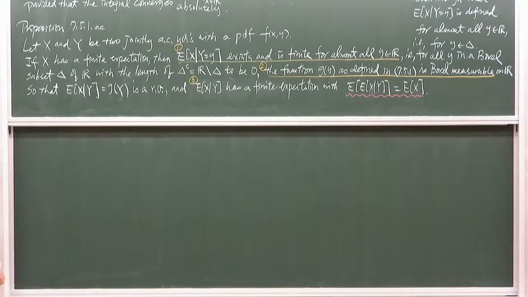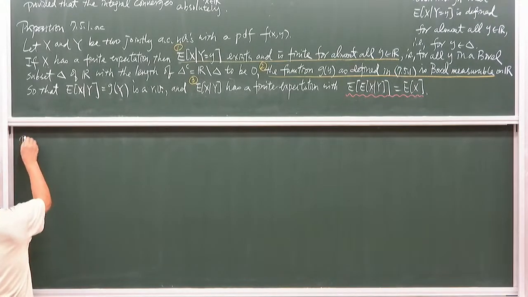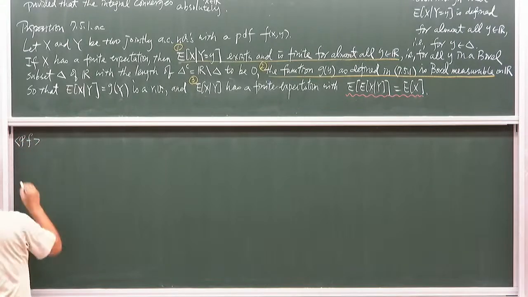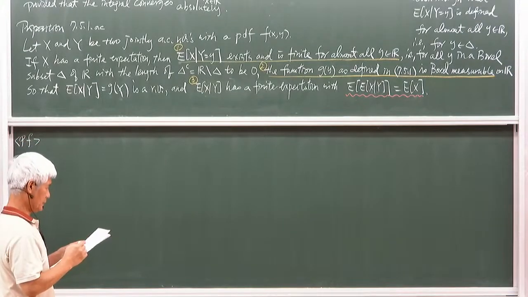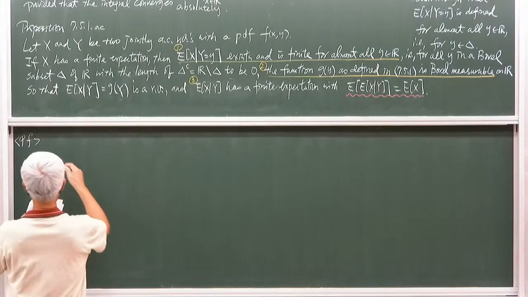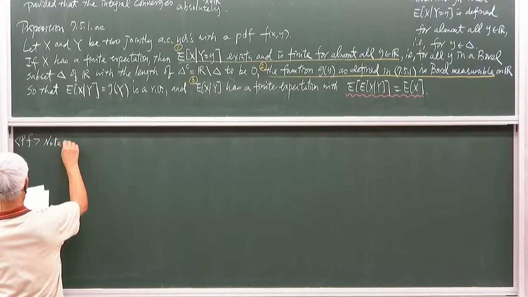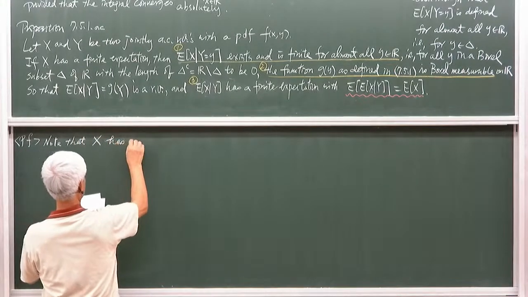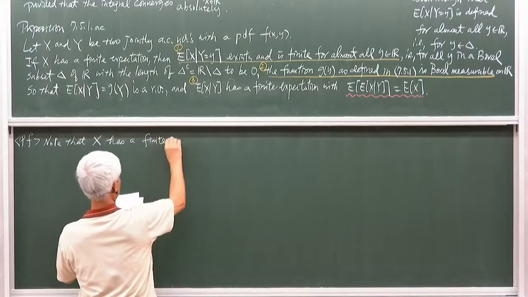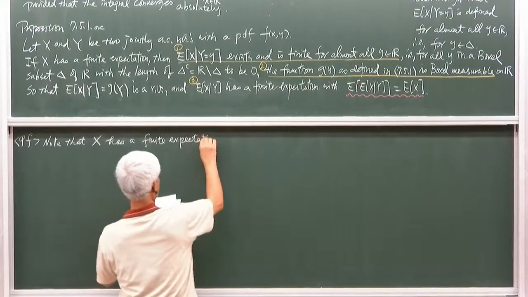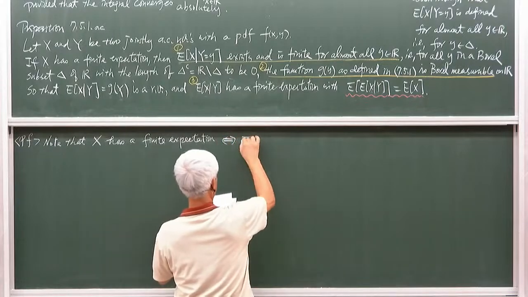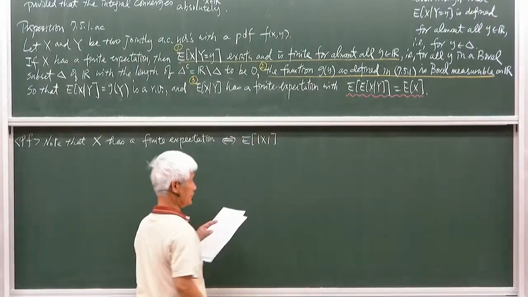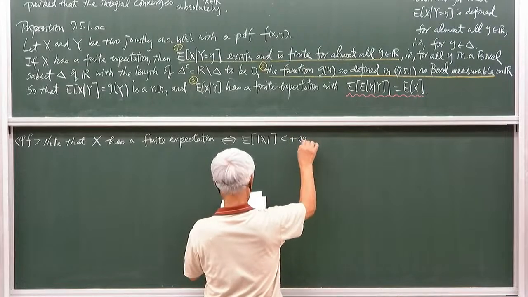Okay, so the idea is quite similar to the discrete case. But we will apply a result called Fubini's theorem from analysis. Note that x has a finite expectation if and only if the expectation of the absolute value of x is finite.